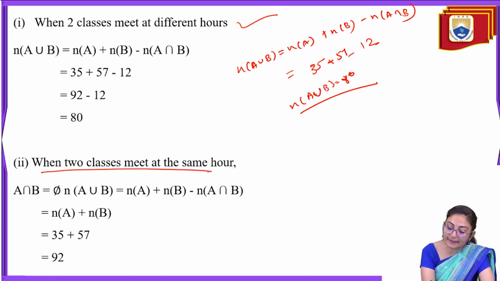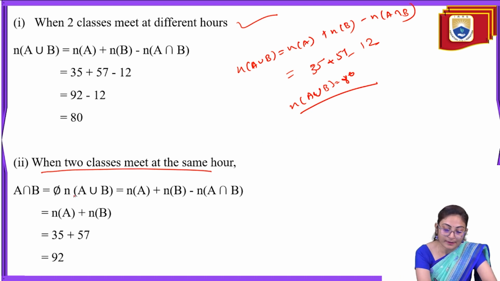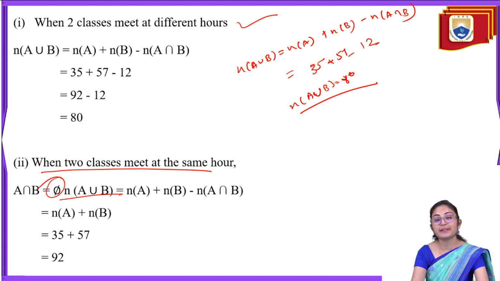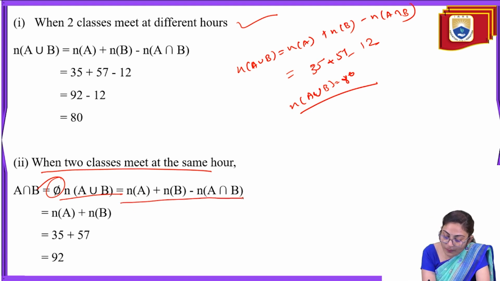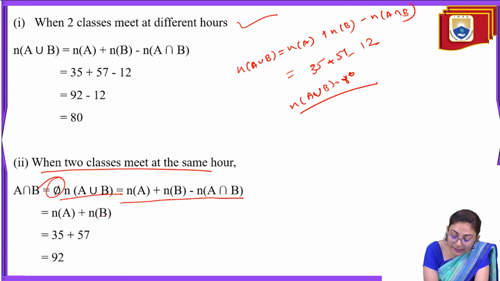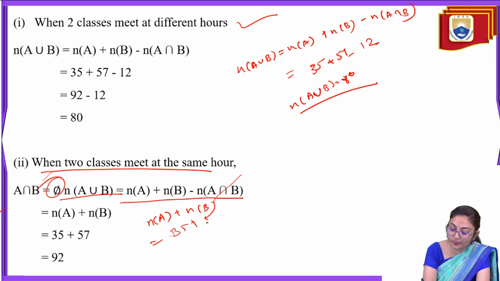Then when two classes meet at the same hour, this is not A union B. So, n of A plus n of B minus n of A intersection B. So, definitely this thing will cancel and you will get the n of A plus n of B. And n of A value is 35 and n of B is 57. So, this is 92.